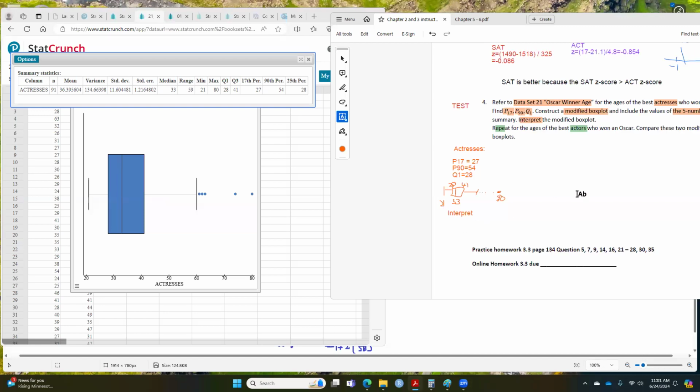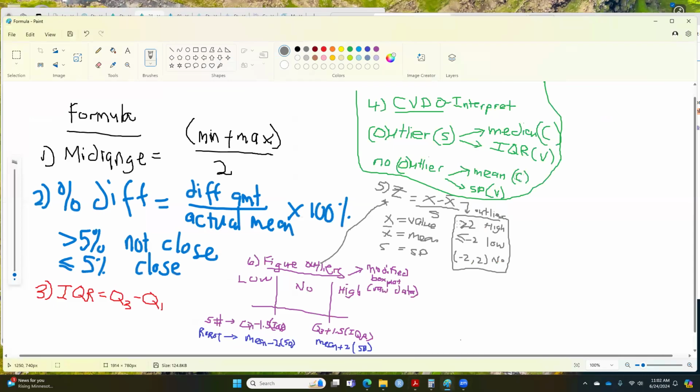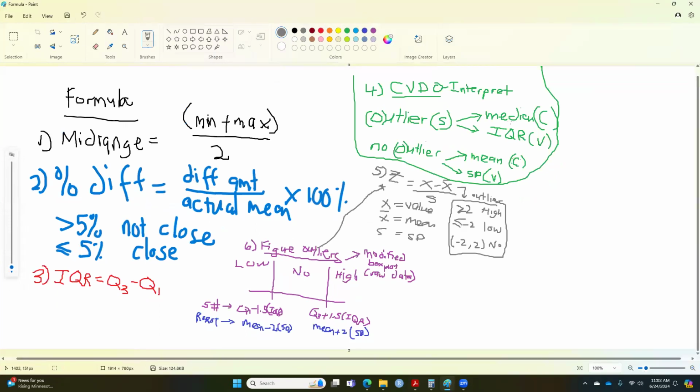Right, now we're going to interpret. How we interpret this box plot is where you have to use your CVDO. C stands for center, V stands for variation, D stands for distribution, O stands for outliers. So you have to give me these 4 features, and that's why in the test, this interpretation is worth 4 points. So how do we interpret? You look at whether we have any outliers or not. Since we have outliers in this box plot, the dots, you have to give me the median and the IQR. For this question, you have to give me the median and the IQR.